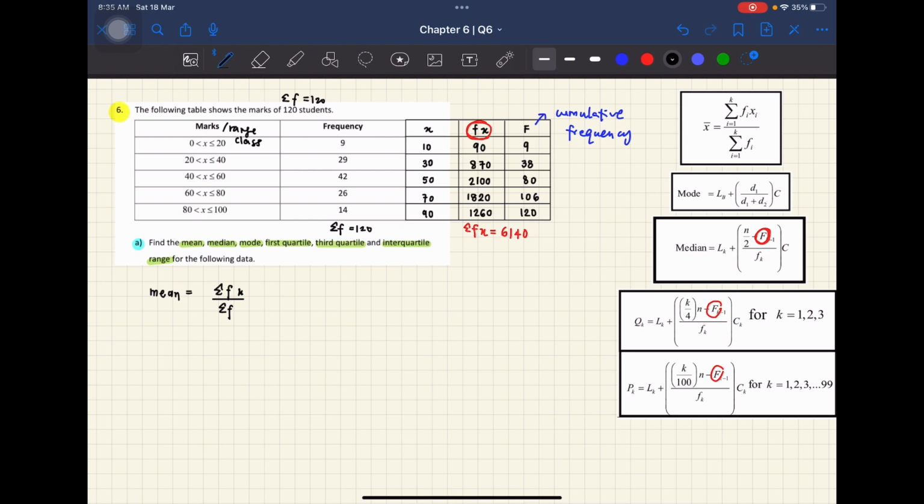So I want my hand, my mind and my heart to be familiar with the formula that I need to use. Okay, so bila lama-lama buat macam ni, nanti dia akan just come by its own sahaja. Tak perlu awak nak susah payah ingat, dia akan datang sendiri je. Okay, so summation of fx over summation of f.